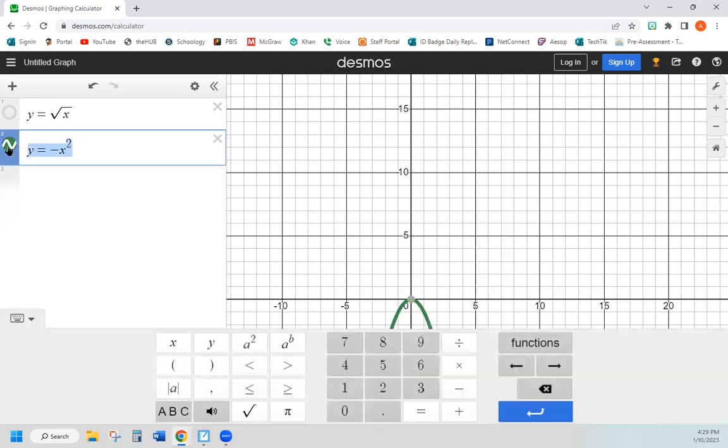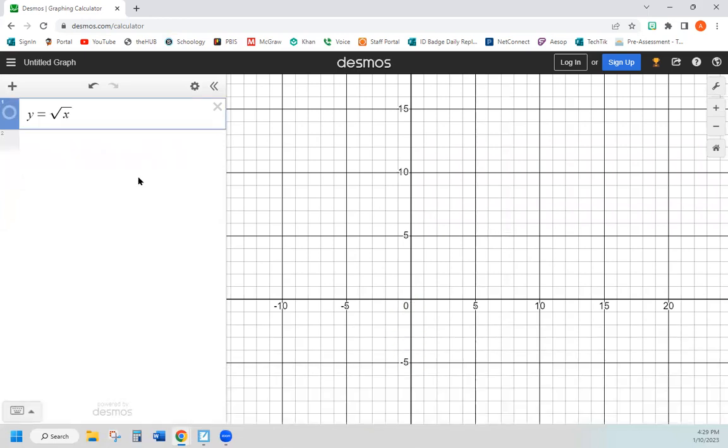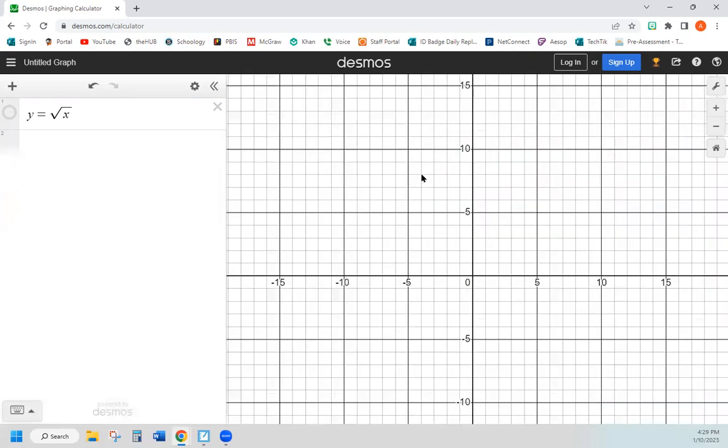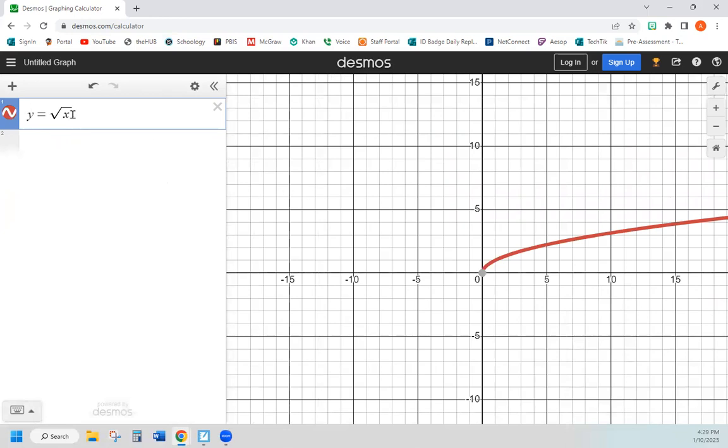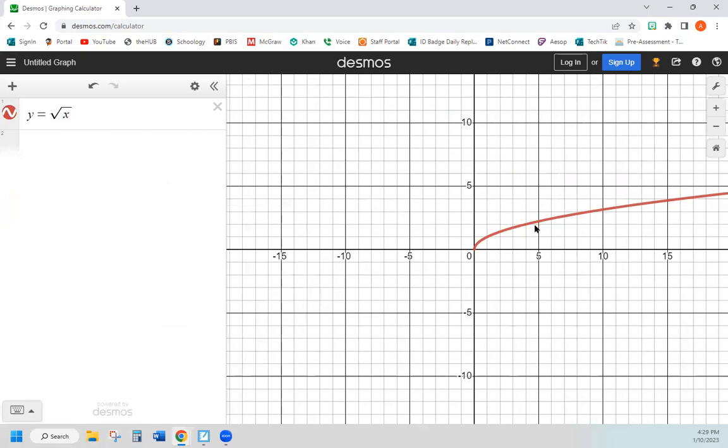Now, let's talk about where we are flipping. Are we flipping up and down, or are we flipping side to side? For that, we are going to be looking at this function right here, all right? This function will help us know if we're flipping up and down or side to side.